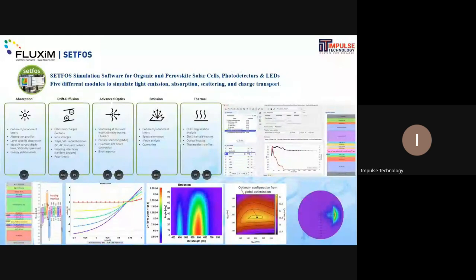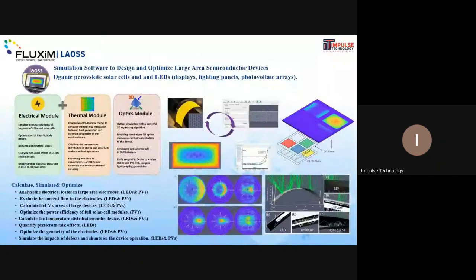And the second software is Laoss, which is used for large area semiconductor devices like organic and perovskite solar cell and LED also, where it comes with three modules: electrical module, thermal module, and optic module. In the electrical module, you can optimize electrode design, also reduce electrical losses, and you can understand the electrical crosstalk in OLED pixel array also.